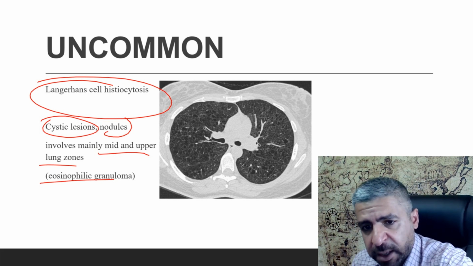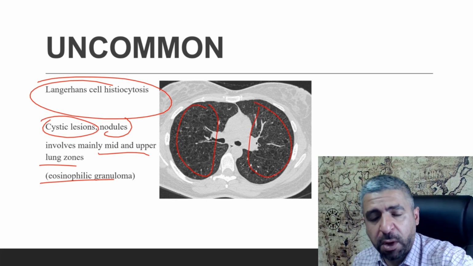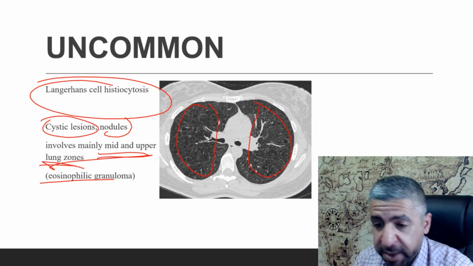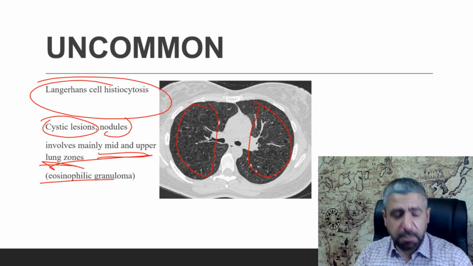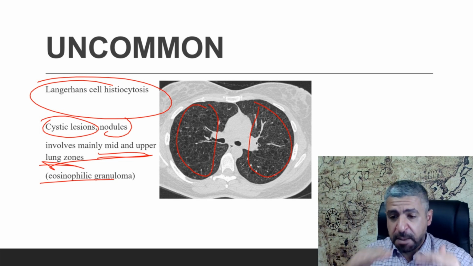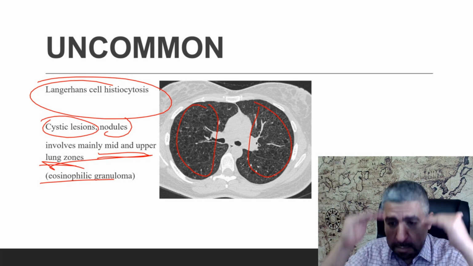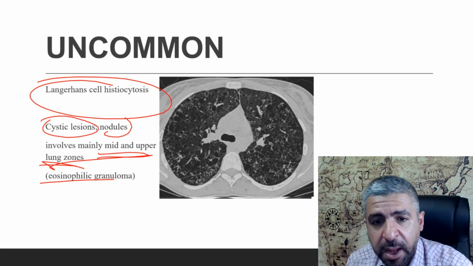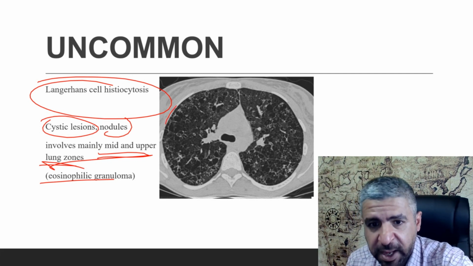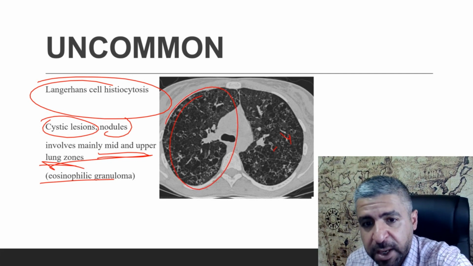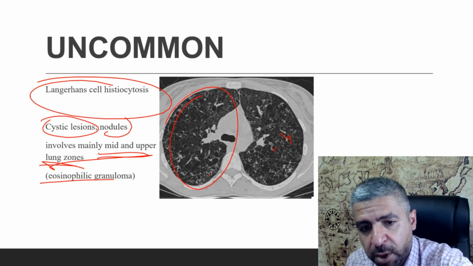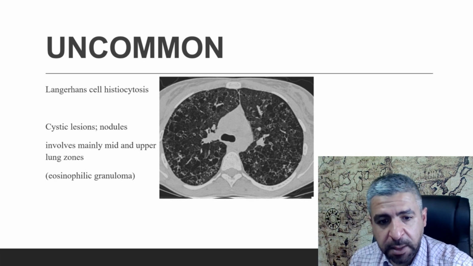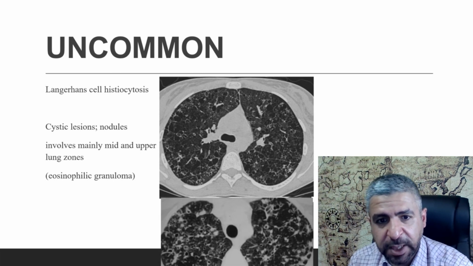You can see there are innumerable cysts involving all lungs, and it's more prominent in the mid and upper lung zone, while idiopathic pulmonary fibrosis, and even most types of bronchiectasis, are in the mid and lower zone, while here it's in the mid and upper lung zone. So you can obviously see the difference here. It can be more severe, like in this case. You can see it's thicker, and the nodules are probably more prominent here and there.